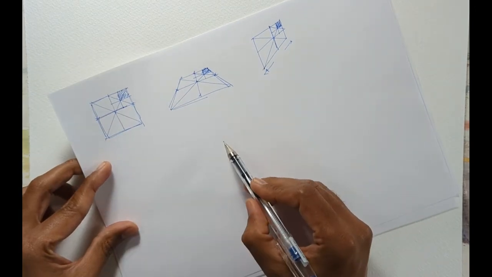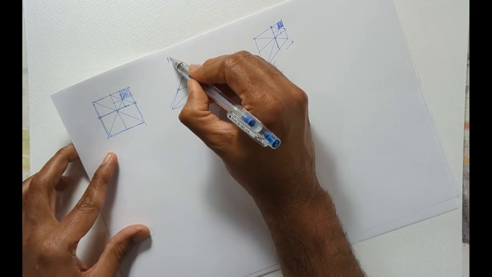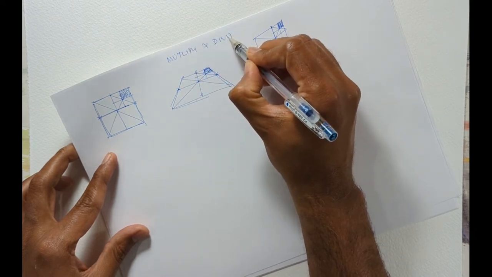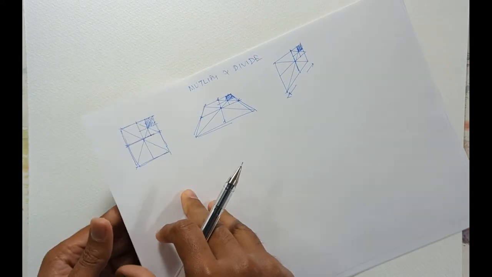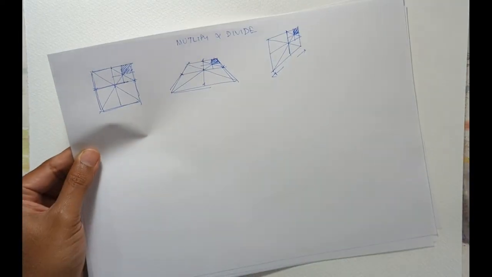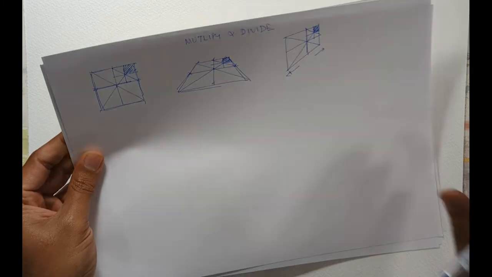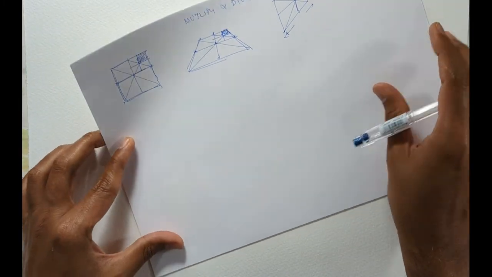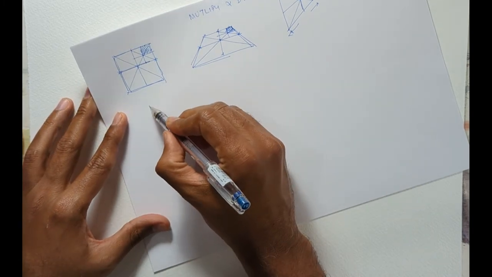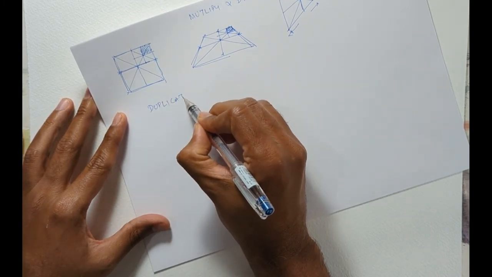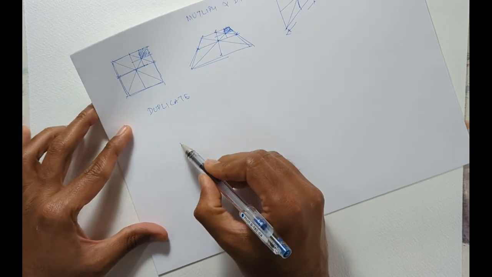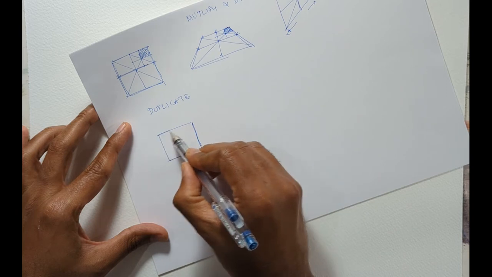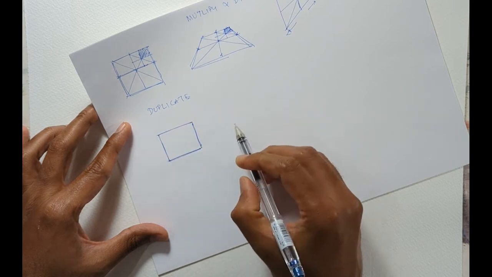Okay, so multiply and divide is another concept you want to think about. And how do I duplicate or replicate a rectangle in perspective? This one is duplicate. Let's say we start with the top view. I've got what looks like a square, but it's slightly off. It's a rectangle.